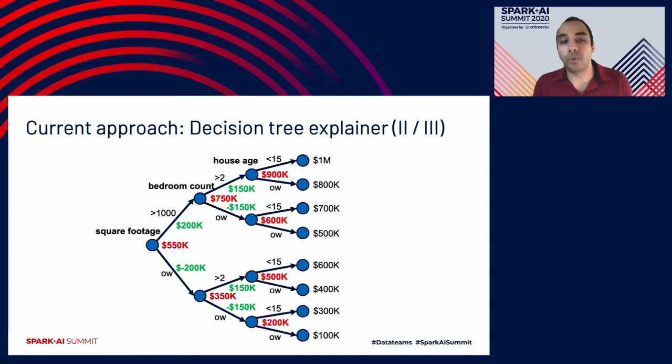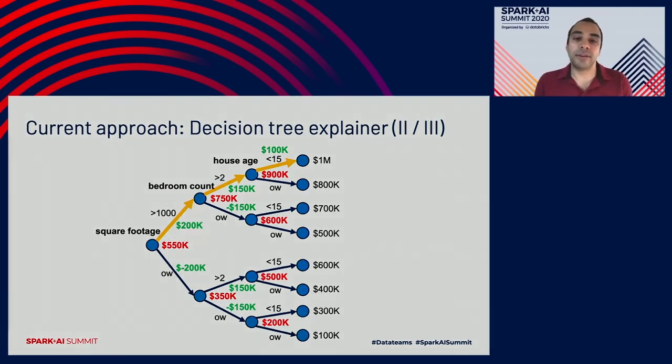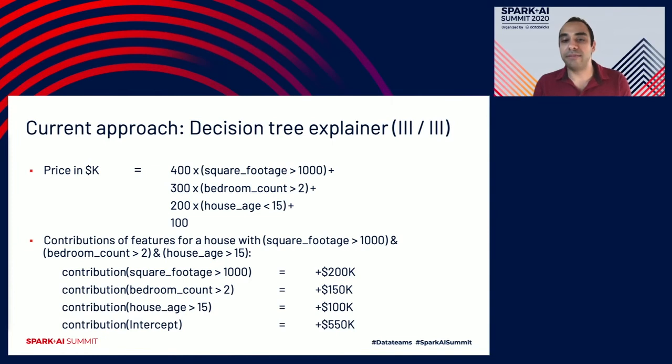And again, we go forward. If the bedroom count is greater than 2, 750 becomes 900. So we have another 150 added. And again, if we go forward, if the house age is under 15, we have another 100,000.